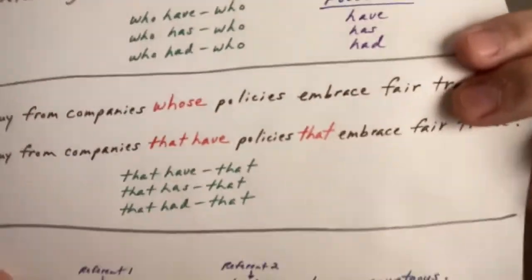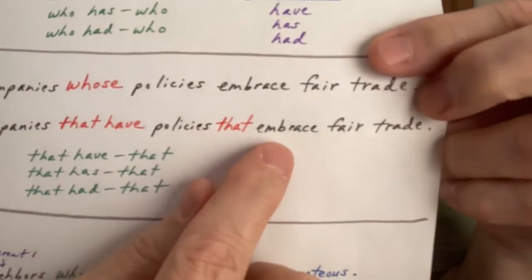So here's another sentence. I buy from companies whose policies embrace fair trade. Okay? One sentence. But what you're really saying is, I buy from companies that have policies that embrace fair trade. So once again, you have distinction indicators working together with the possessive words have, has, or had. In this case, again, I buy from companies that have policies that embrace fair trade.